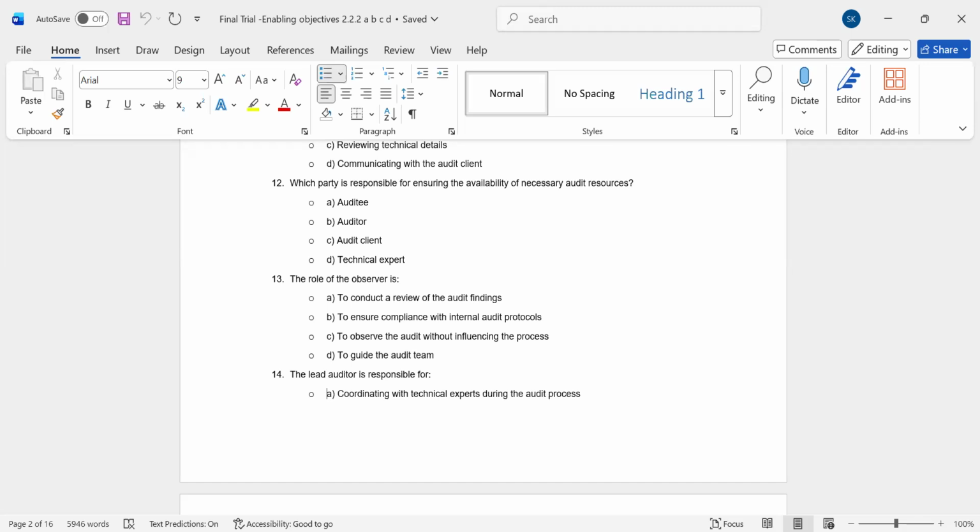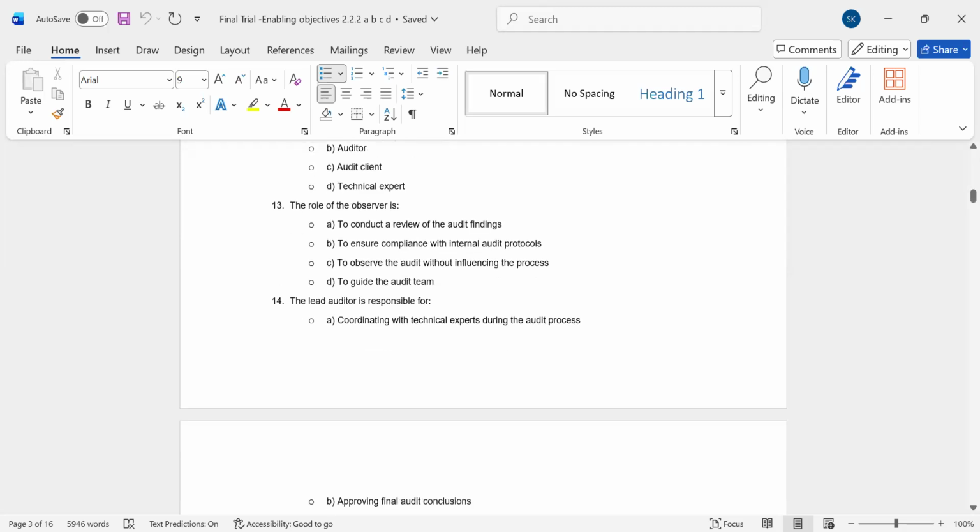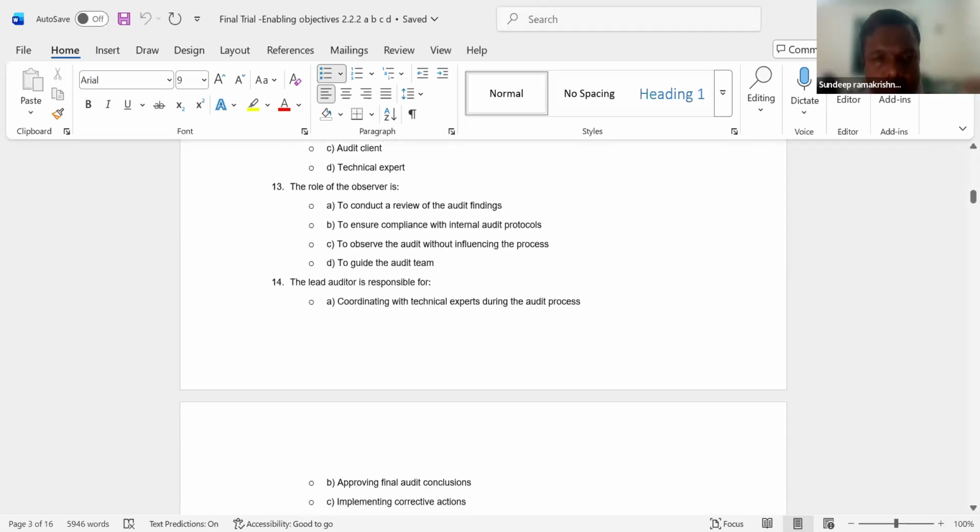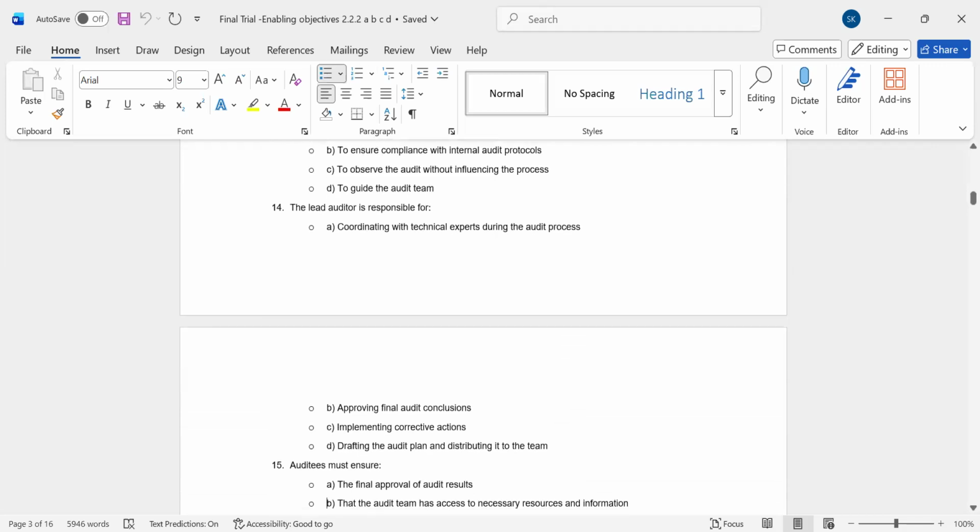The role of the observer is A. To conduct a review of the audit findings. B. To ensure compliance with the internal audit protocols. C. To observe the audit without influencing the process. D. To guide the audit team. C. To observe the audit without influencing the process. Right. C is the best fit answer. Anybody else? Any other answer? C. Correct, sir. Right.